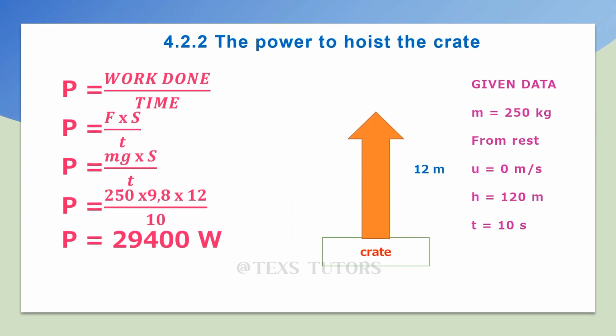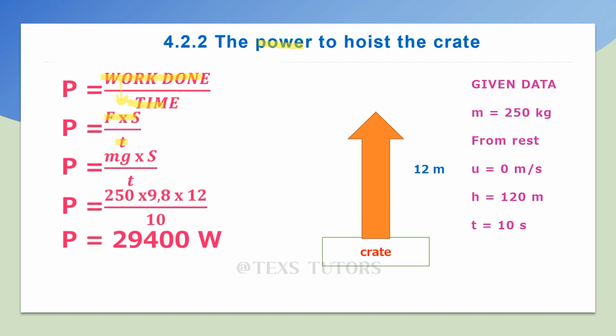Calculate the power to hoist, which means to simply lift the crate. If we had to define power, power is simply the rate at which work is done. When we talk about rate, we are talking about time. Therefore, in this case, the formula which we can use for power is work done over time. If I look at the given information here, the work done is not given to us, so we can use the formula for work done.